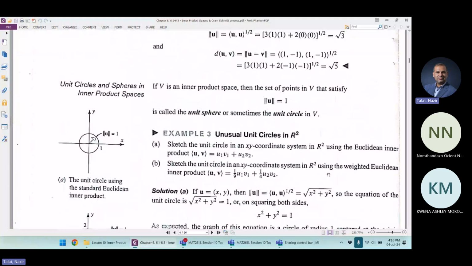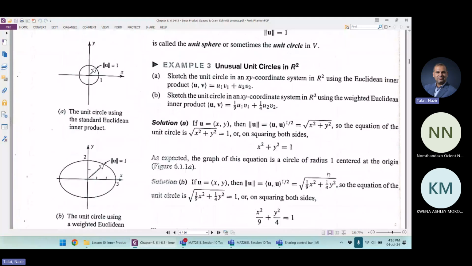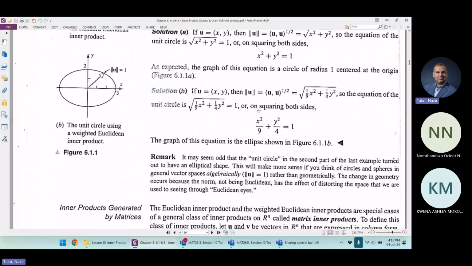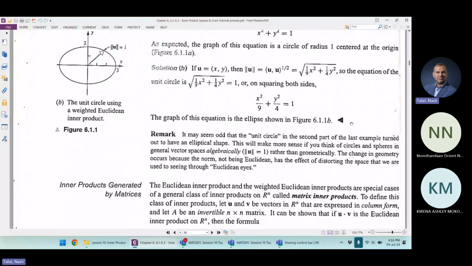Now here are some further examples of the unit circle. We can compute that with the help of the inner product, and from the ellipse we can see that the weighted inner product gives us this type of geometrical shape, compared with the one from the standard inner product.